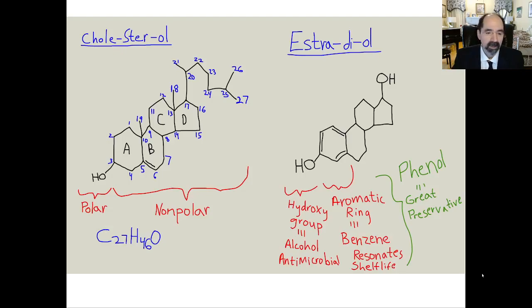Okay, we're going to talk about sunscreens, and we'll start out first of all with the chemical structure of estrogen. Then the joke is, do you want to know what turns a woman on? It's the phenol group in the estrogen molecule.